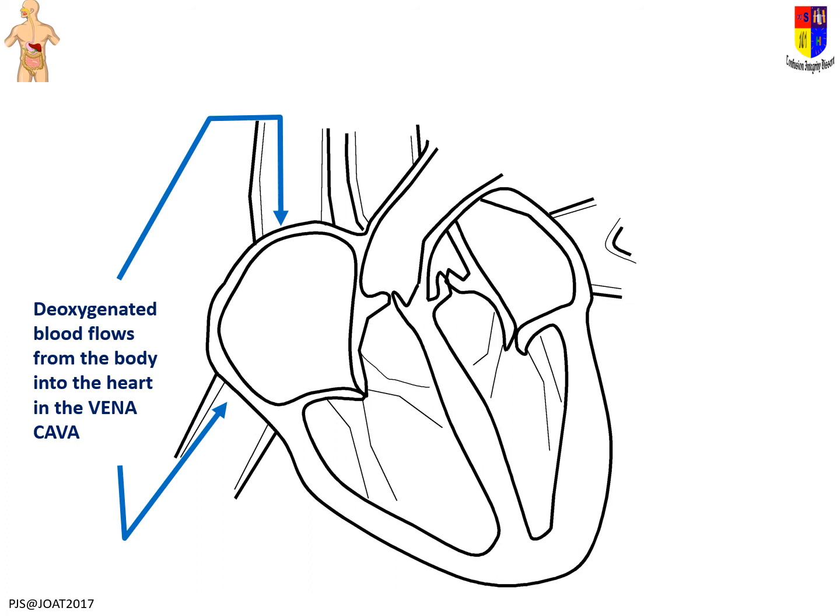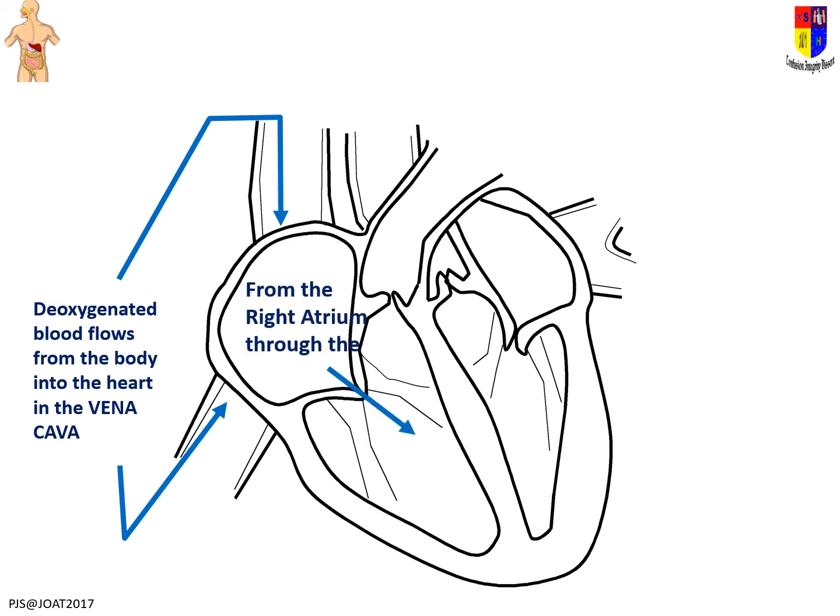So starting off, we have blood coming back from the body in the vena cava. Now this one's been drawn with 2 because we have the vena cava coming back from the top of the body and coming back from the bottom, but it might just be drawn as 1. So this is coming back with deoxygenated blood. The blood has used up all the oxygen that was inside it. It goes into the right atrium.